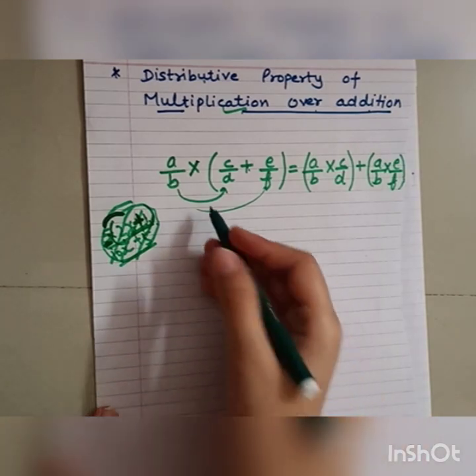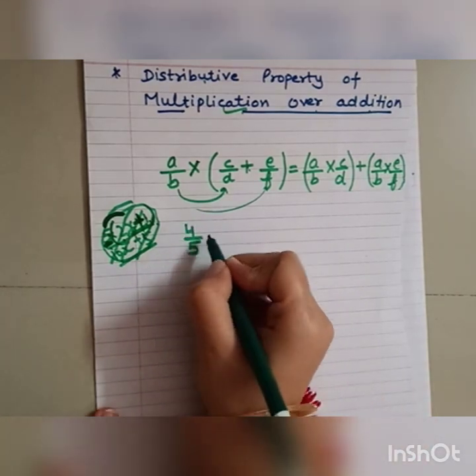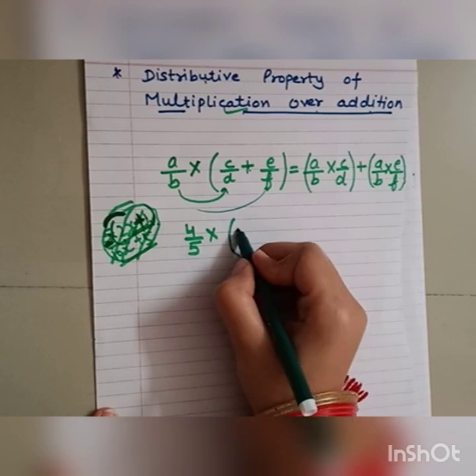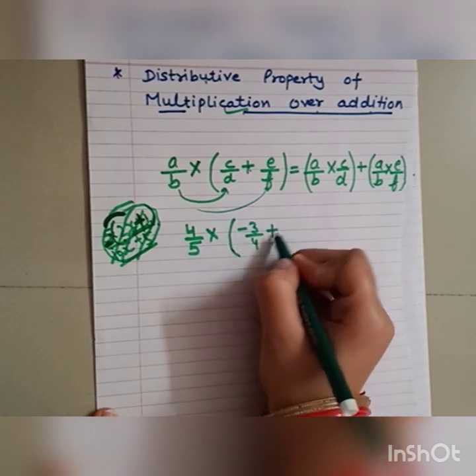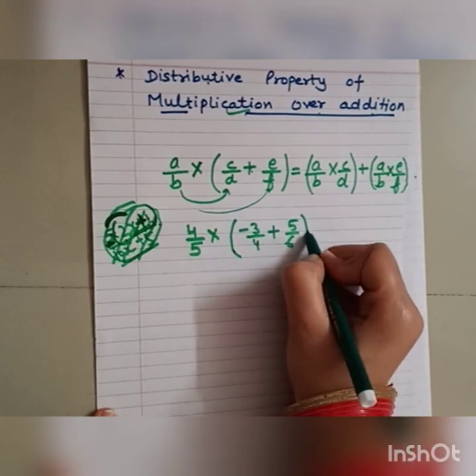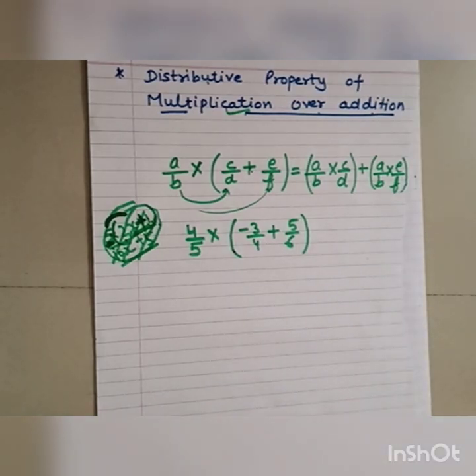See one example: 4 by 5 multiplied by minus 3 by 4 plus 5 by 6. First, for the left hand side we take these values.